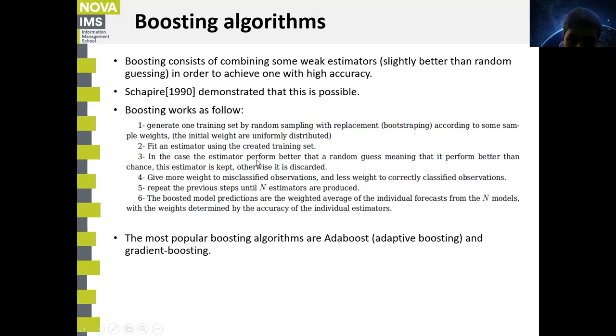In case the estimator performs better than random guessing, meaning that it performs better than chance, the estimator is kept, otherwise it is discarded. Fourth, give more weight to misclassified observations and less weight to correctly classified observations. Repeat the previous steps until we have n estimators produced. And finally, the boosted model prediction is the weighted average of the individual forecasts from the n models, with the weights determined by the accuracy of the individual estimators. The most popular boosting algorithms are AdaBoost, adaptive boosting, and gradient boosting.